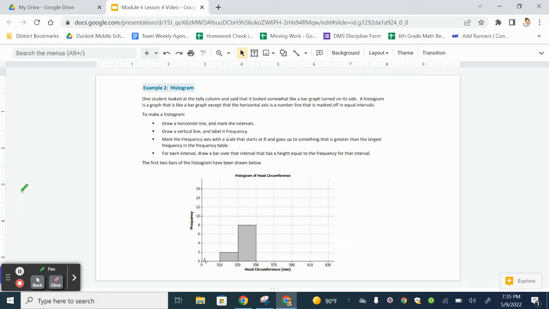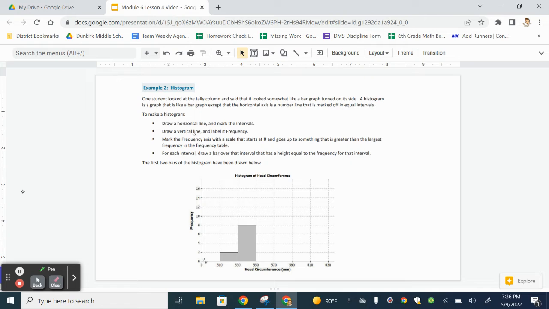This is really important. So, in order to make a histogram, the first thing you'll do is draw a horizontal line and mark the intervals. So, here's the horizontal line. And I always start with 0, but I'm starting my intervals with what I have on my chart. So the first one is 510. The next interval started at 530, 550, 570, 590, 610, and 630. What you notice is that there is 20 in between each one. They have to be even like that.